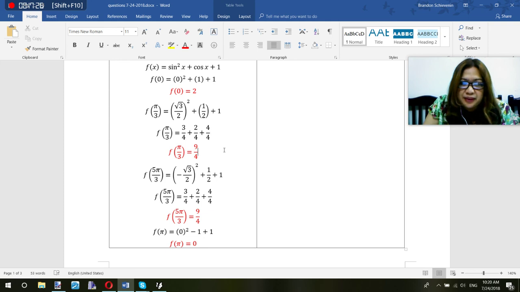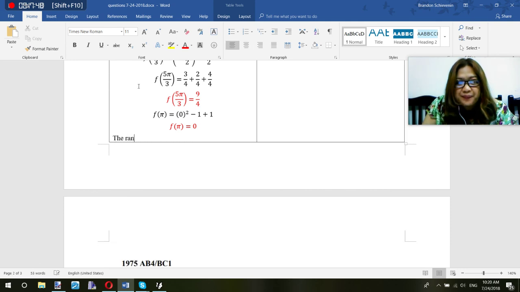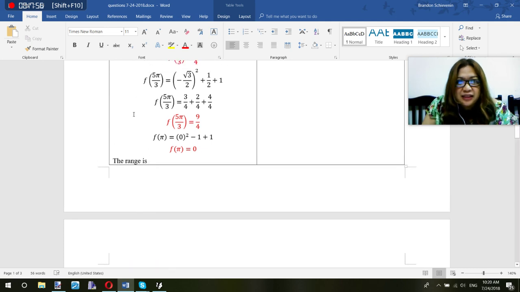9/4, right. So I had absolute maximums at pi thirds and 5 pi thirds, which gave me a y value of 9/4. And what was our smallest value? The smallest value is 0. So what is the range of our function? The range is y is bigger than 0, but less than 9/4. So in interval notation, how could I write that?